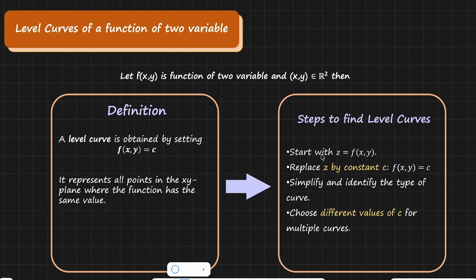So this is the step. You start with z equals f of x comma y, replace z with a constant c, and then simplify and identify the type of curve. You have to identify whether it is a circle or any other curve, and then choose different values of c for the multiple level curves.